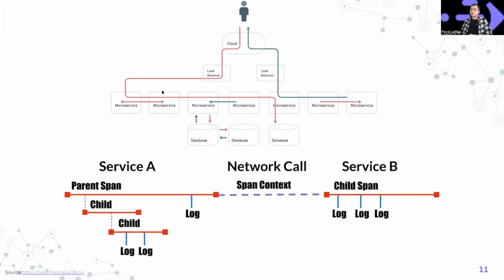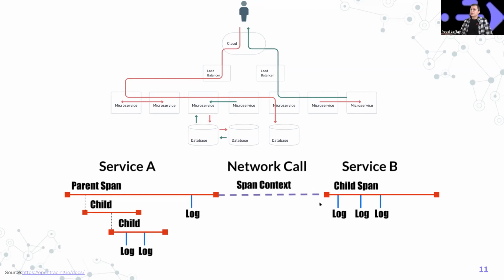Then the microservice calls a second microservice. What happens is that the span context is serialized into the network. In this case, it can be HTTP headers and is sent to the next microservice. And that next microservice does a very similar job as the previous microservice. It just creates a span for the invocation in that microservice.